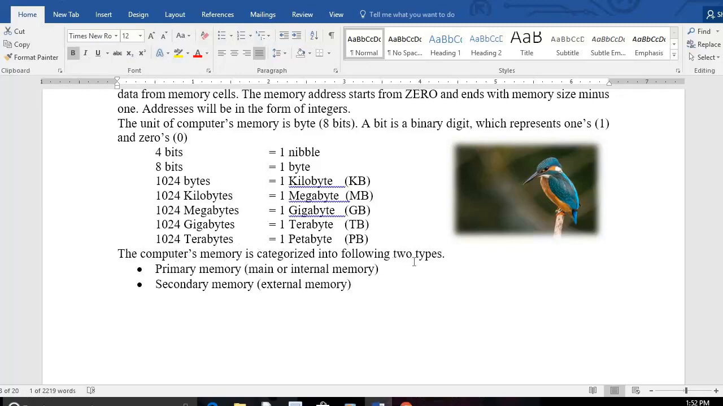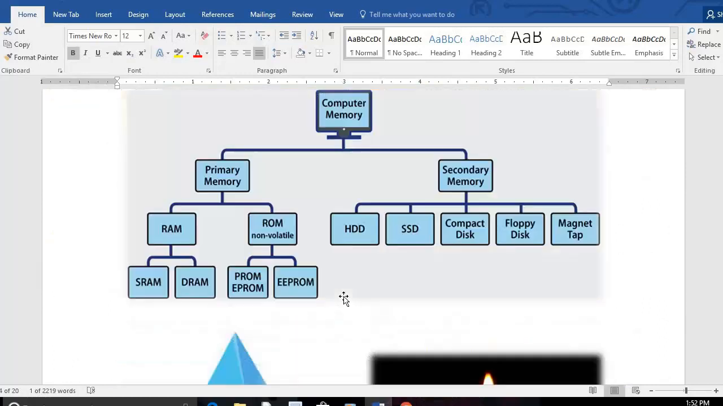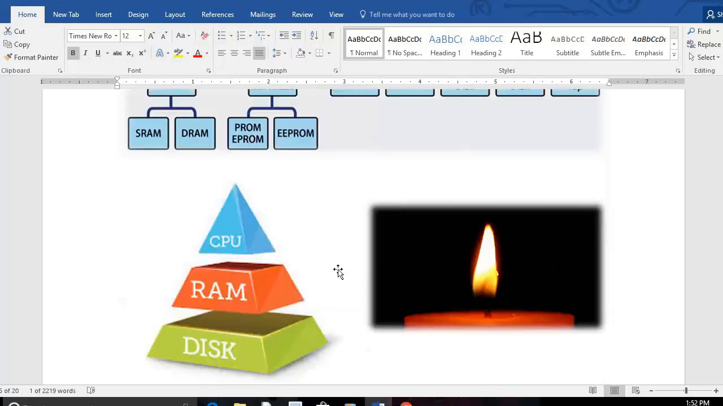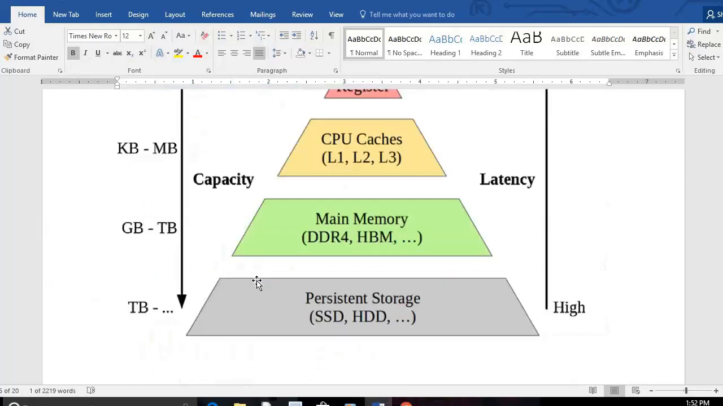The computer's memory is classified into two types. Primary memory is also called main memory or internal memory, and secondary memory is external. You can see the diagram. Primary memory includes RAM and ROM, with different types of RAM and ROM. Secondary memory includes hard disk, SSD (the latest, solid state), compact disk, floppy disk, and magnetic tape. Inside the CPU, registers are also memory, along with RAM and disk.